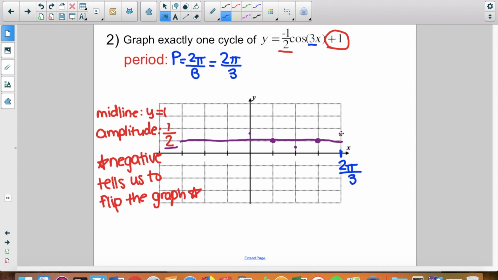go 1/2 above. Now, since we have to flip the graph, our minimums and maximums are going to switch. So this was a max, it becomes a min. This was a minimum, becomes a maximum. This was a maximum, it becomes a minimum. So then I'll just go back and kind of get rid of those 3 points. And now we have a graph that's flipped over. And that is one cycle of our cosine.